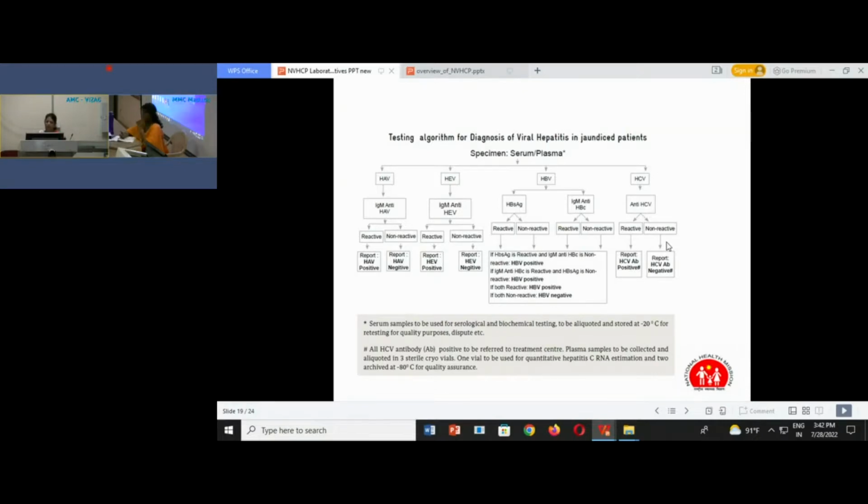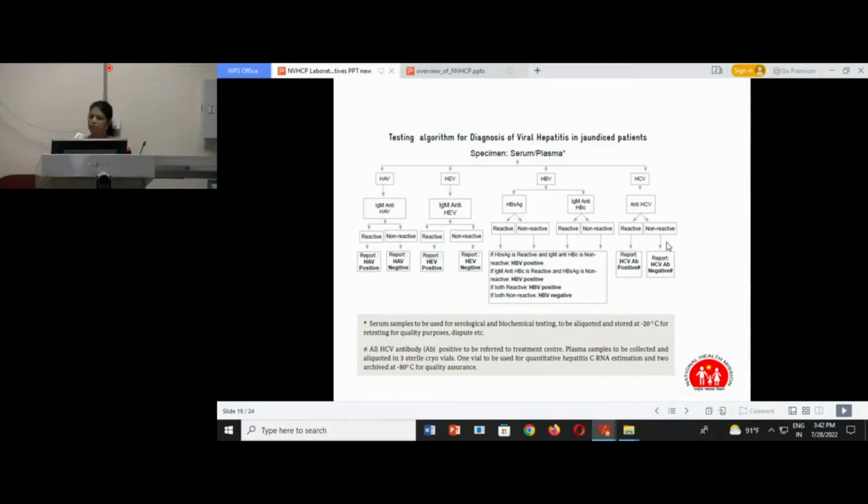Then for HAV, IgM anti-HAV, if detected, is reactive and the report is given as HAV positive. If non-reactive, the report is given as HAV negative. If the sample is tested for HEV, hepatitis E virus, and IgM anti-hepatitis E is detected, it is reactive and the report is given as hepatitis E positive. If non-reactive, the report is given as negative.